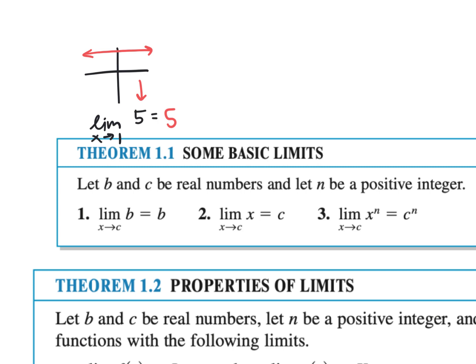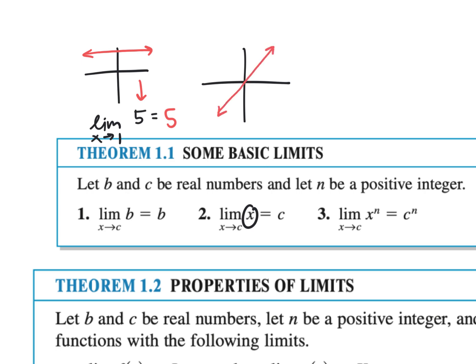Okay. Now number 2 is a little different. If my function is x, this is also a straight line, but it has a slope of what? Has a slope of 1, right? So if I were to draw this picture of this function, it would look something like this.